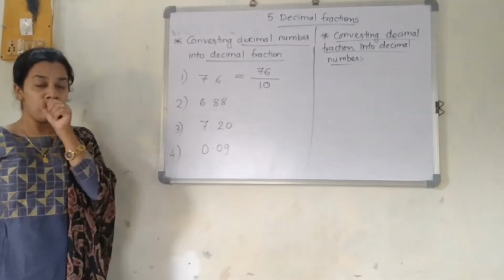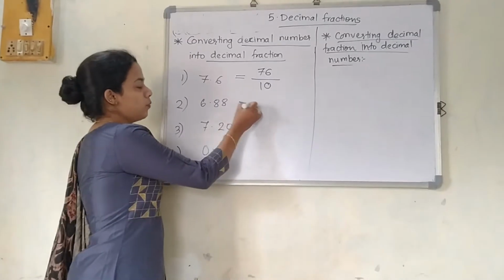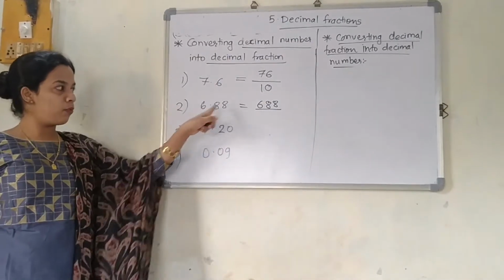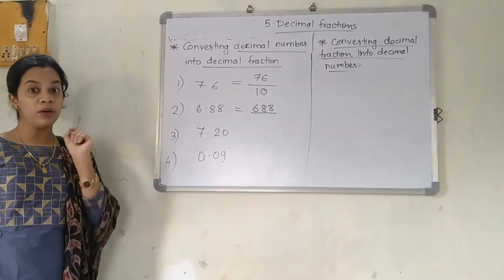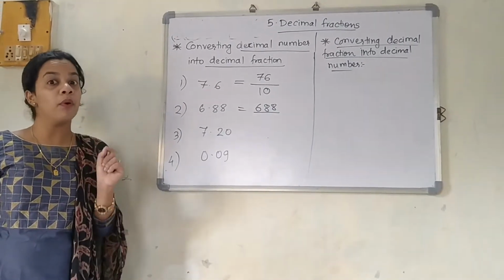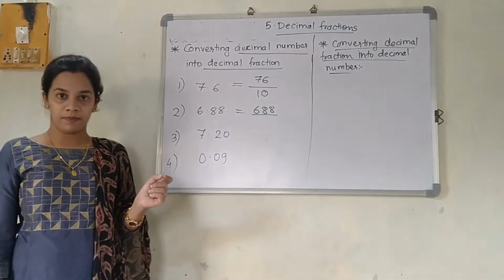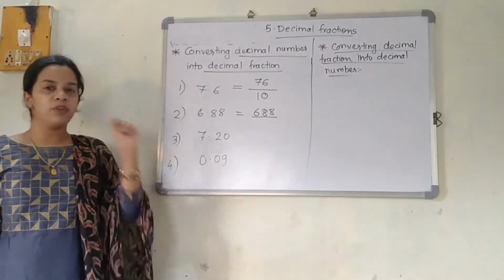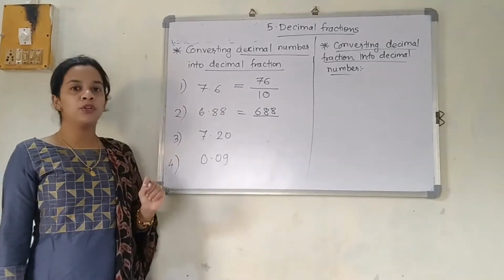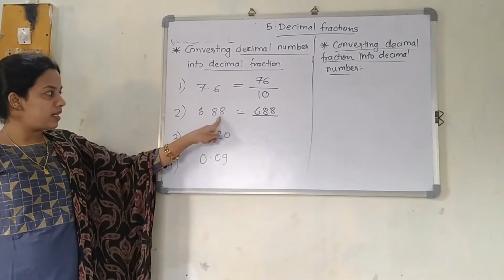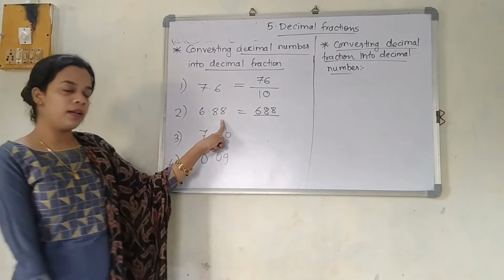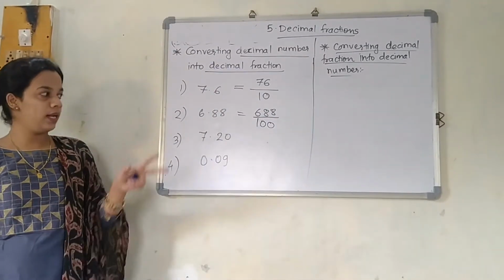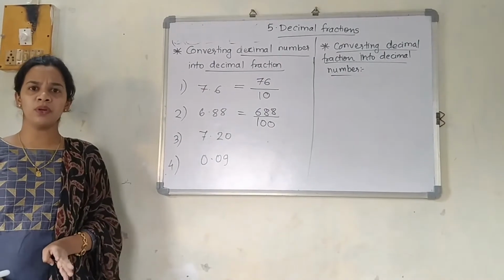Now for the next question, you are going to write 688 as it is on the top. I have told you, remove that decimal point and write the number as it is on the top. But do the work of removing the decimal point. If you have not removed it, the answer will go wrong. Remove that decimal, write 688 as it is. Whichever number is present, just write it at the numerator place. After the decimal, you can see two numbers are present, so 2 zeros after 1, that is 100. That is 688 upon 100. This is okay for you.